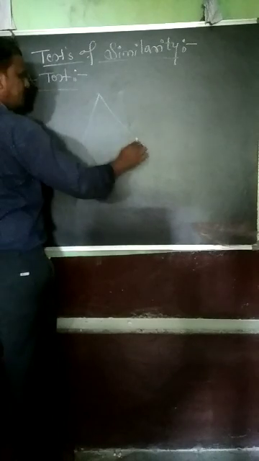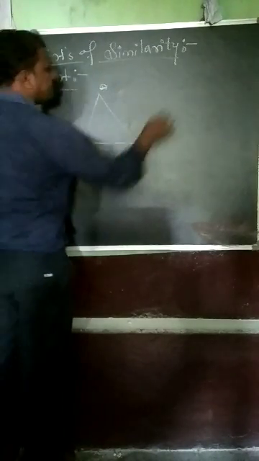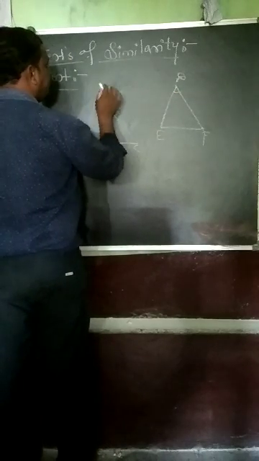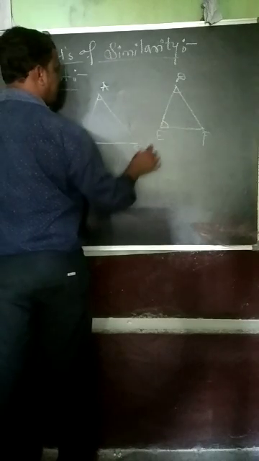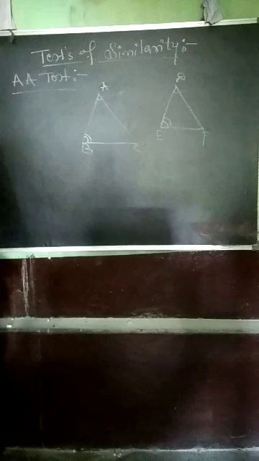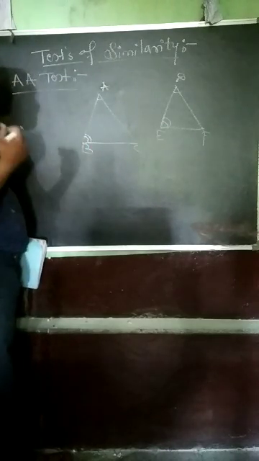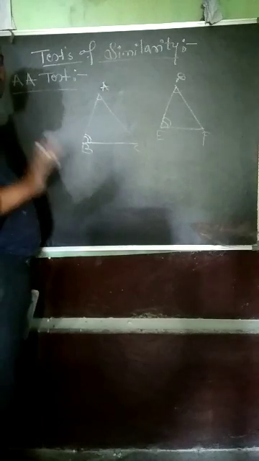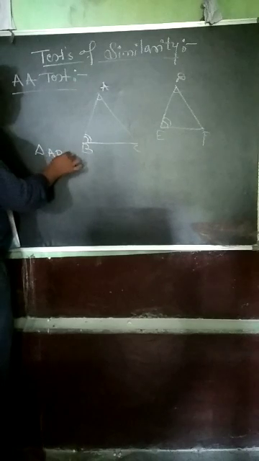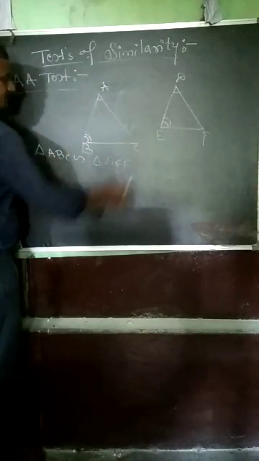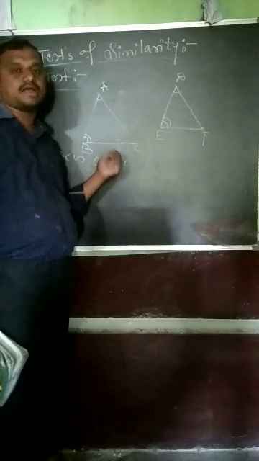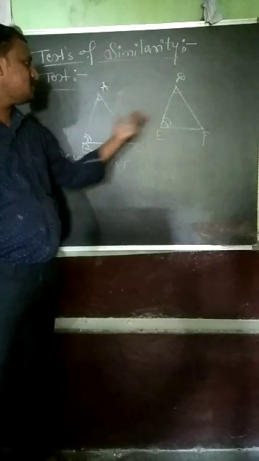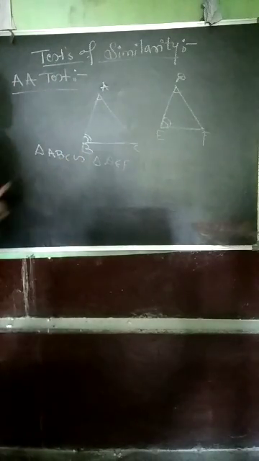If we take any triangles ABC and DEF, angle A is equal to angle D and angle B is equal to angle E. Then see here, if two angles of a triangle are congruent to two angles of another triangle, then the two triangles are similar. Triangle ABC is similar to triangle DEF. AA test means angle test.